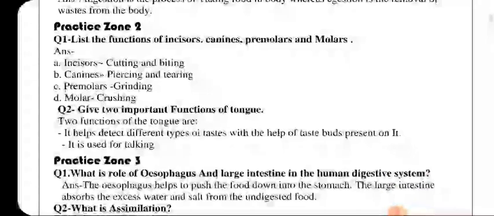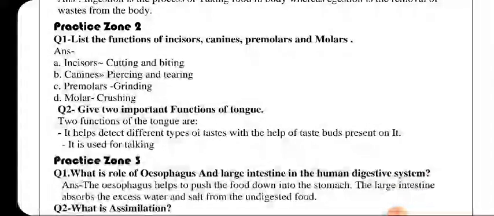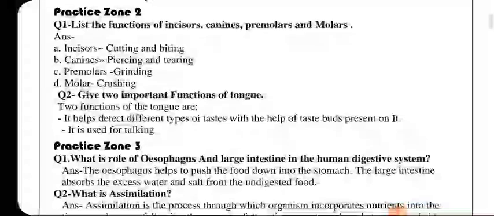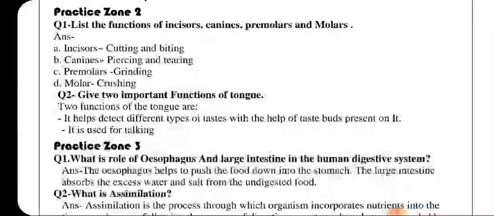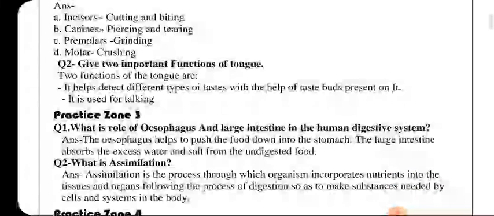Next comes practice zone 2. List the functions of incisors, canines, premolars, and the molars. We know that these are the types of teeth. The first four teeth which are right at the front of our teeth, those are the incisors. They are helpful in cutting things and biting things, right?